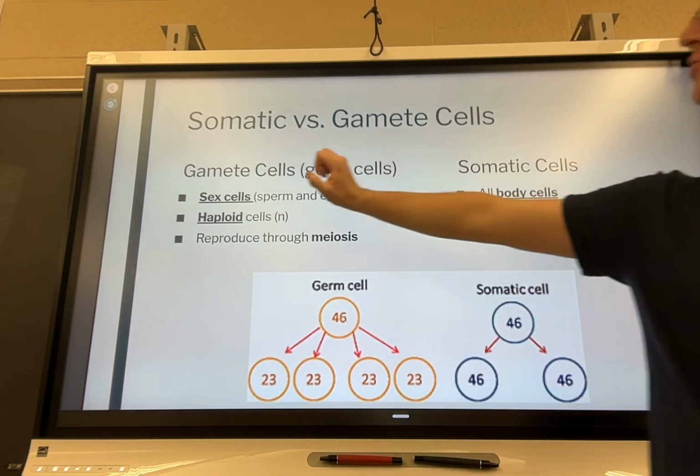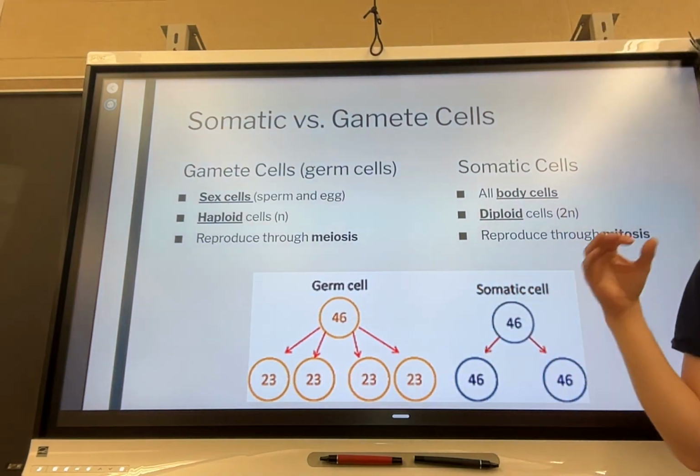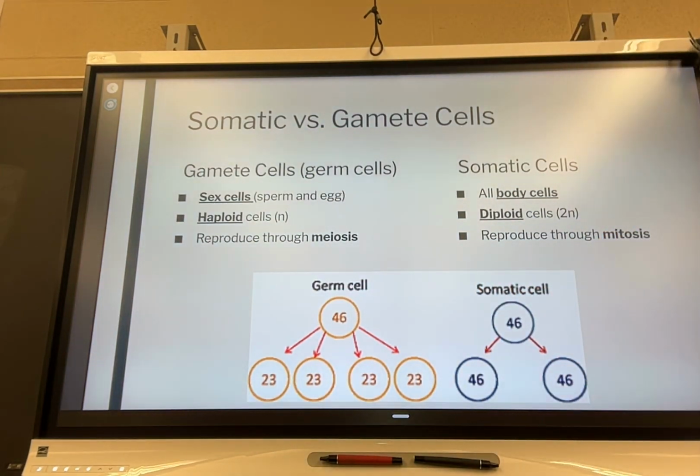Now we're going to move on to gamete cells, or germ cells. And these are going to be your sperm and egg, your sex cells. They are going to be haploid. So haploid is half. They have half of their chromosomes, and they reproduce through meiosis. So that's what we're going to be talking about today.